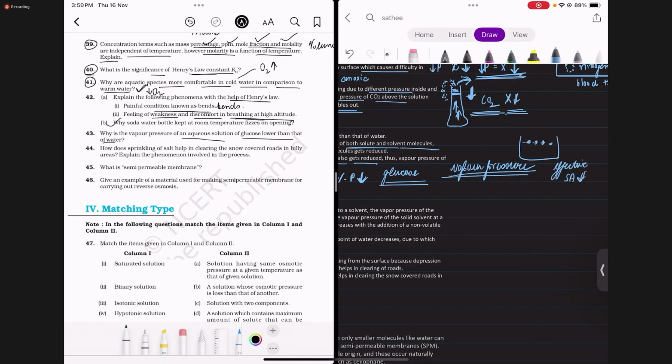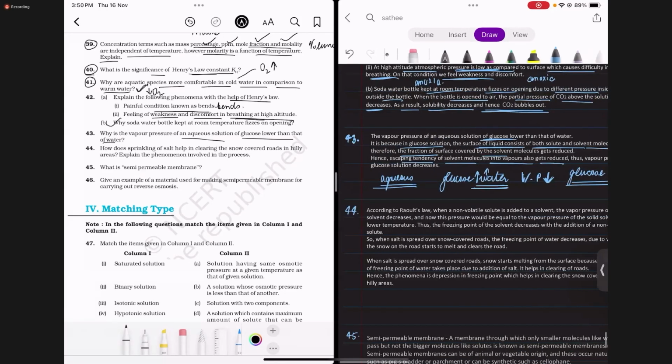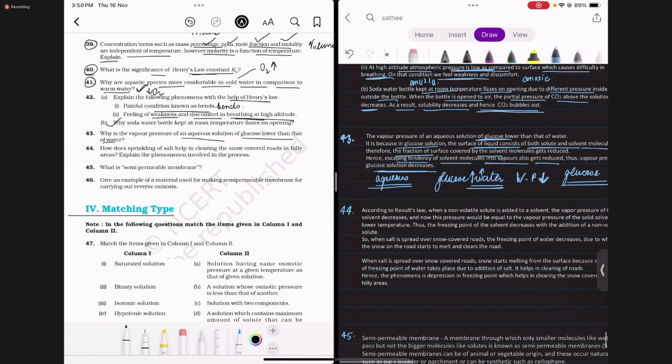So effective surface area decreases and thus the vapor pressure also decreases, and vapor pressure decrease हो जाता है if we add glucose to a solution of water. ग्लूकोज को हम अगर वाटर में डालते हैं तो जो सॉल्यूशन होता है उसका वेपर प्रेशर इज लेस देन दैट ऑफ वाटर. नाउ क्वेश्चन नंबर 44.